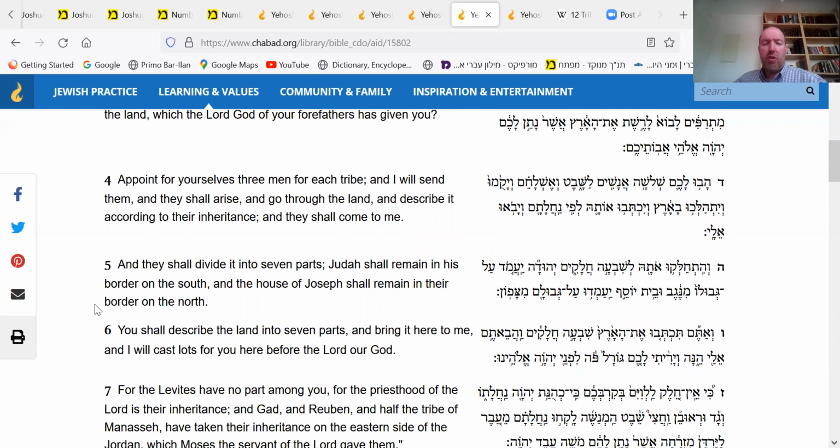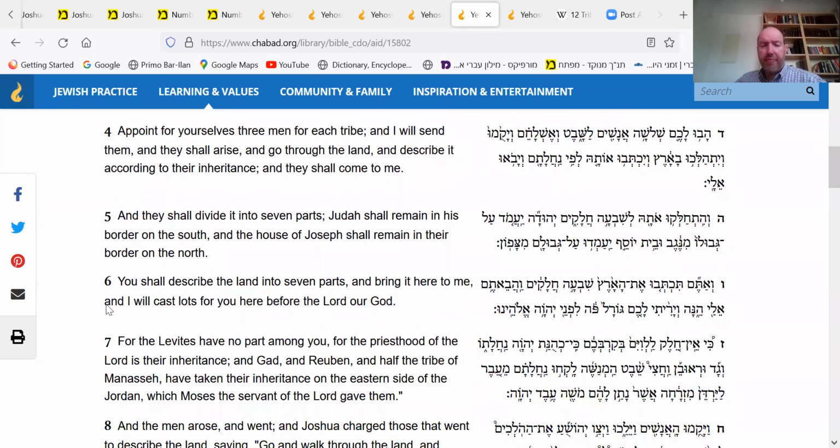Judah shall remain in his border on the south, and the house of Joseph shall remain in their border on the north. You shall describe the land into 7 parts and bring it here to me, and I will cast lots for you here before the Lord our God.